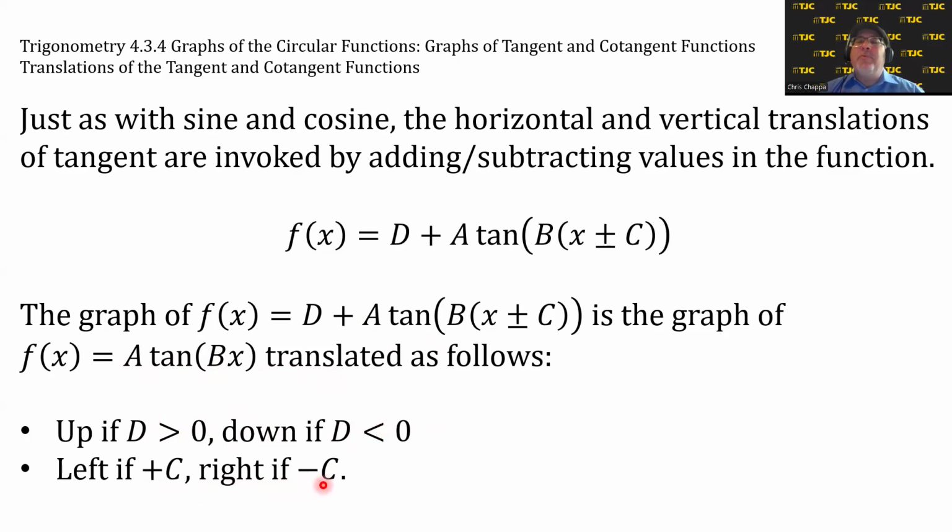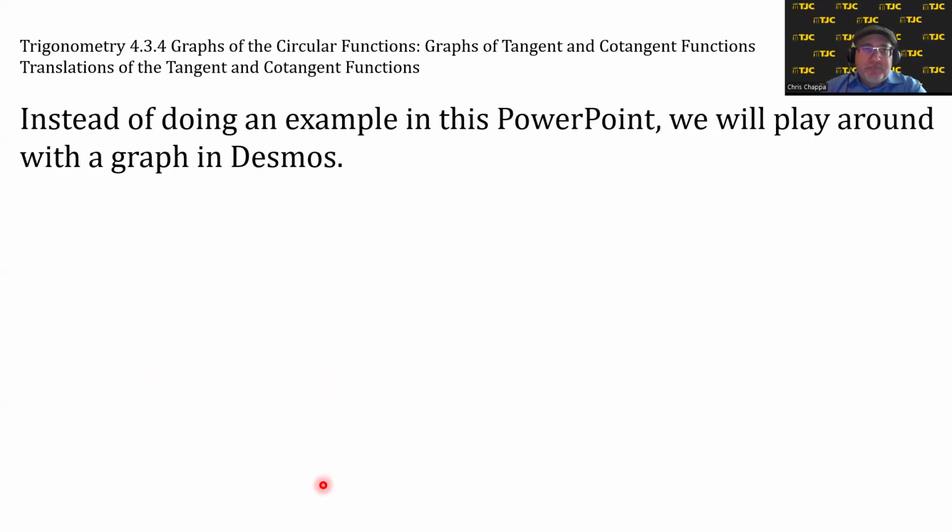This is exactly what we did with sine and cosine. We played with period and amplitude to create the shape, and then afterwards we threw in the pluses and minuses to move that shape around. Same thing with tangent. Now, instead of doing examples in this PowerPoint, we'll play around with the graph in Desmos. I've already got it set up, so let's take a look at it.